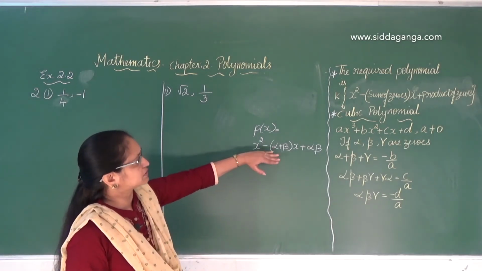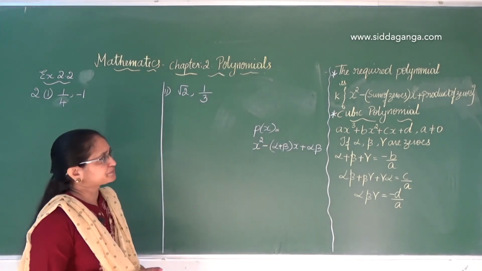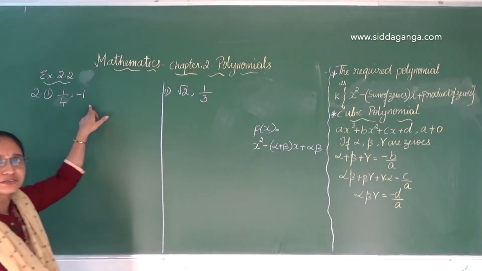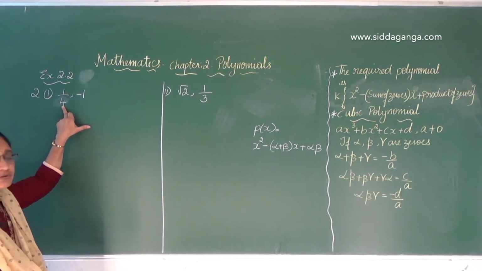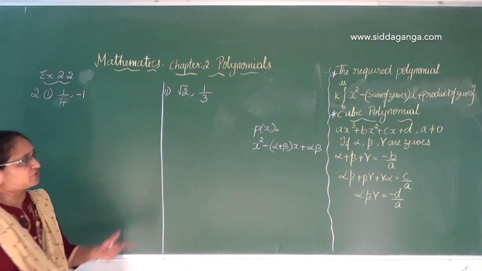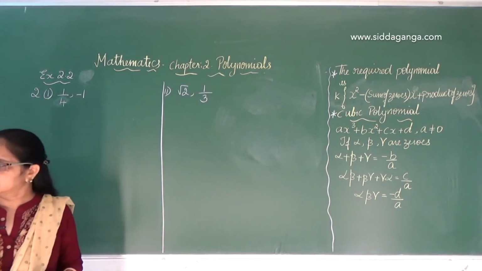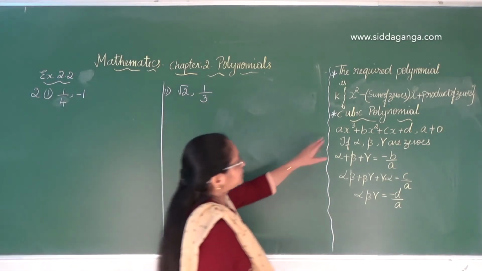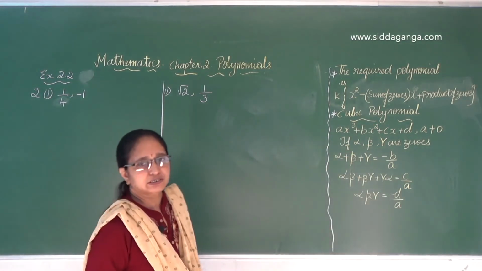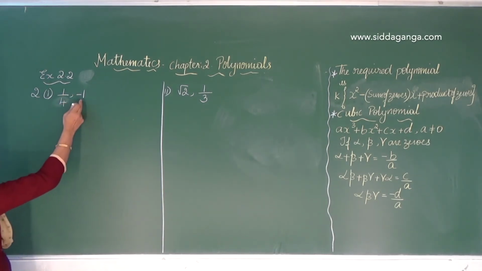Now today let us work with this knowledge, the exercise 2.2 second problem. So here the sum and the product is given. Here sum of the zeros is 1 by 4 and the product is minus 1. So you need to apply the formula, and you will obtain the required polynomial. And the second point which I have given is cubic polynomial, which I am going to tell at the end of this class. Now first let us see 1 by 4 and minus 1.